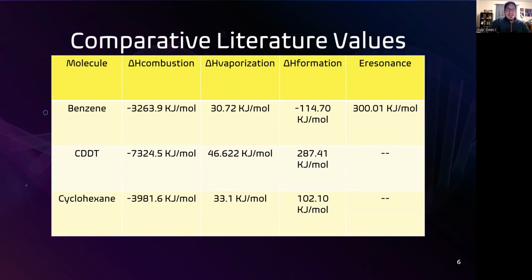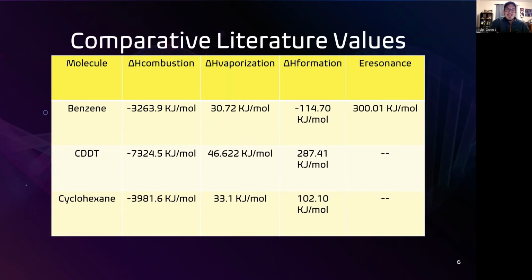It is really important to note that a lot of these values for combustion, vaporization, formation, and even resonance energy have literature values. But these are not always precise. Since we will not be using benzene, the heat of combustion and vaporization was found through the NIST, a very simple Google search away. This was also true for the heats of combustion and vaporization for cyclohexane and the heat of combustion for CDDT.